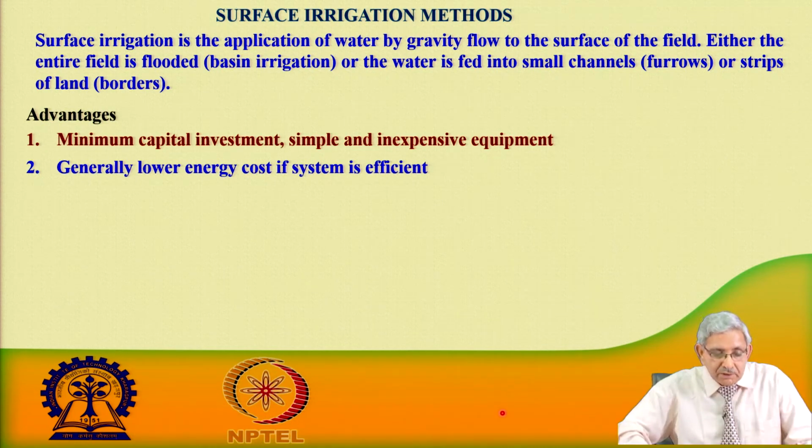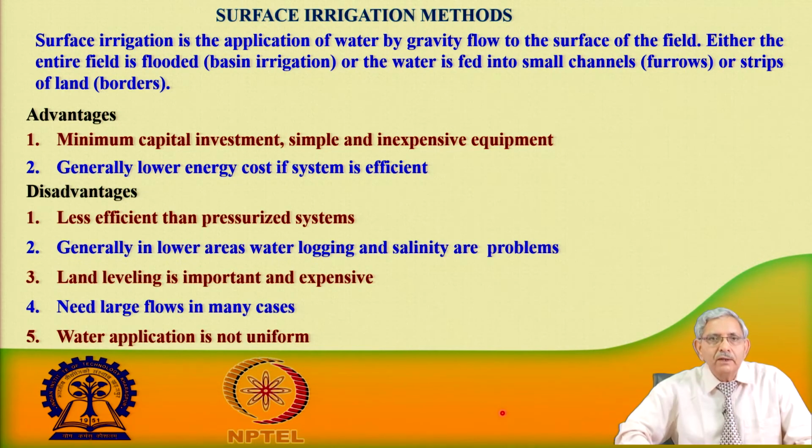Surface irrigation has advantages. It is a simple method. It does not need any expensive equipment, and therefore it requires minimum capital investment. It does not need a very high energy or pressurized system. The energy cost, meaning the application of energy or power supply, is minimum. So, this is a low energy cost system.